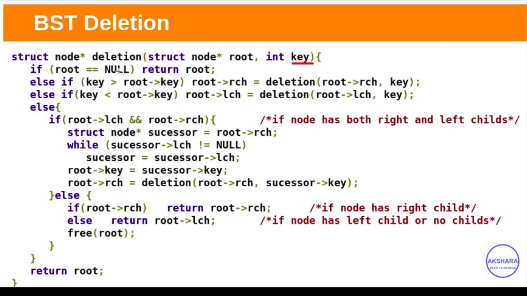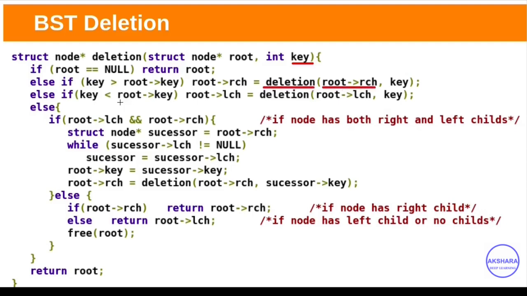In the recursive calls, if we reach the null leaf, means that element is not present within the tree. So we cannot perform deletion operation. That null will be returned. If key greater than root key, if this key exists within the tree, it would be in right subtree. So call delete function recursively on right subtree.